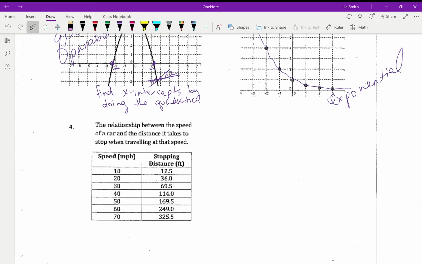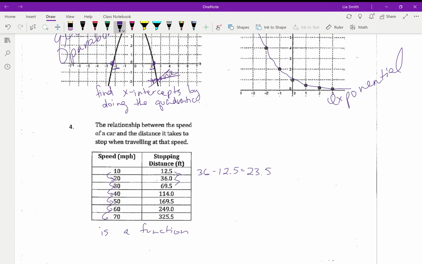So the relationship between the speed of a car and the distance it takes to stop when traveling. So I've got a positive 10, plus 10, plus 10, plus 10, plus 10, plus 10. I don't have any repeating y values, so it is a function. So let's figure out what type of function. Okay, I would need to find the difference. So I'm going to do 36 minus 12.5. I get my calculator out. And I get a difference of 23.5.